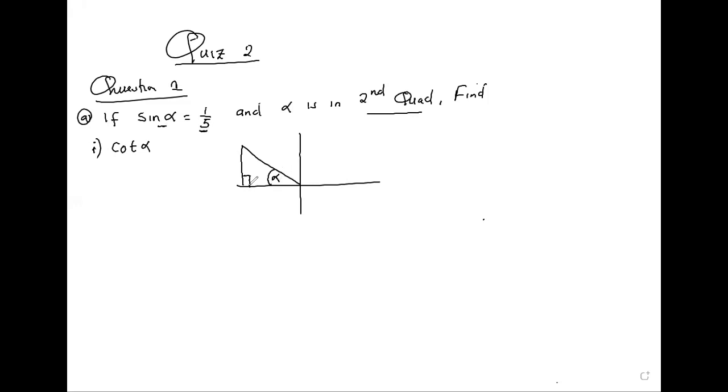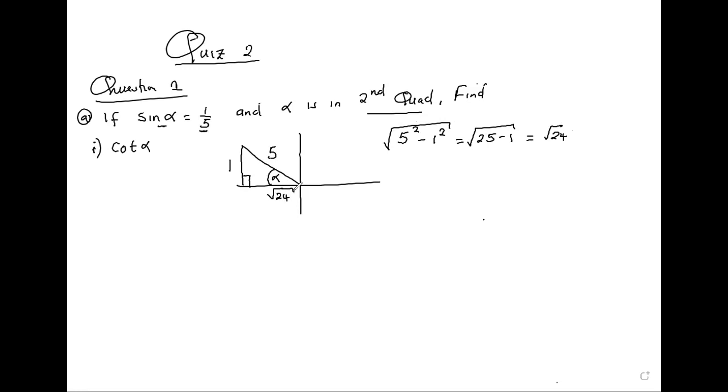And then you have 90 here. Sine is opposite over hypotenuse. Then you find the missing side, which is 5 squared minus 1 squared. Then you get the square root of it. This is 25 minus 1, square root, which is root 24. So we have root 24 here, like that.